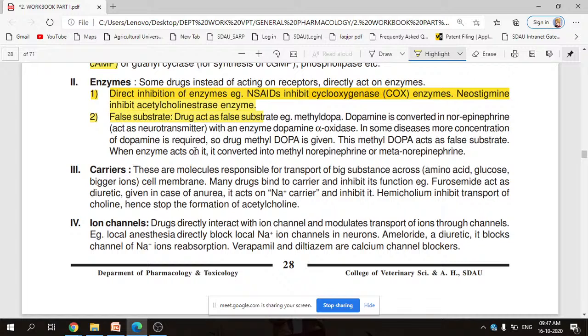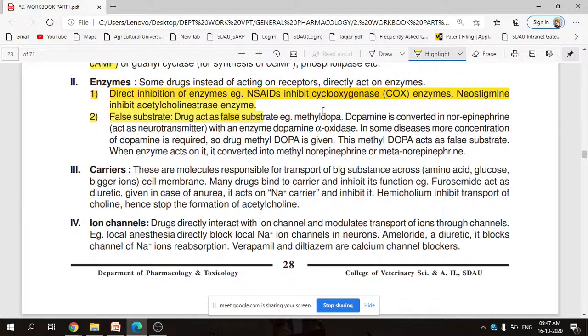Methyldopa is a substance just like dopamine, only we have added a methyl group, so the two are similar. From the outside, dopamine and methyldopa almost look similar, but they have chemical differences because this methyl group is added, so that is known as a false substrate.